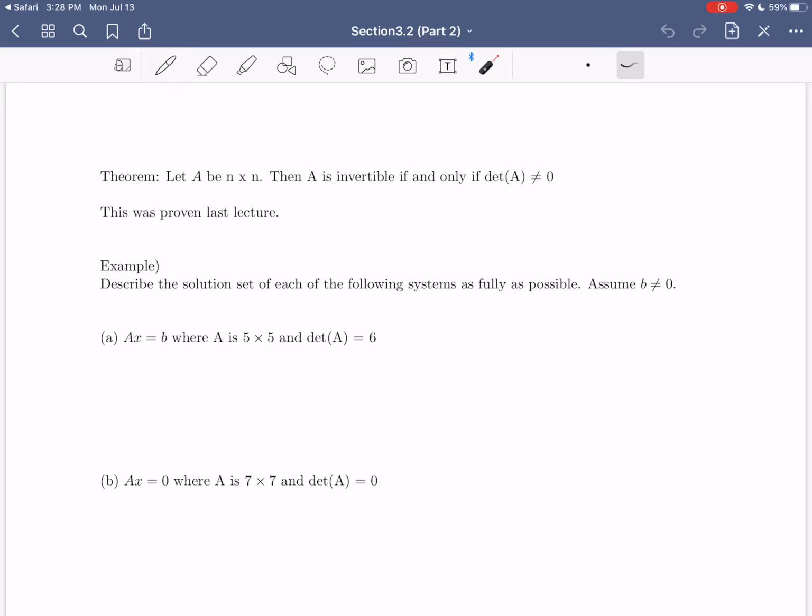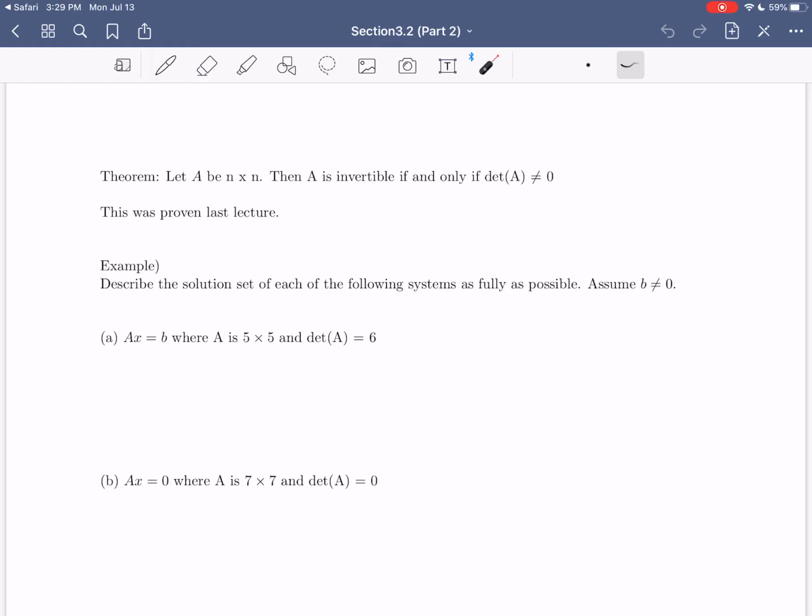So, remember from last lecture that we had this crucial theorem, which said that if you have a square n by n matrix, then that matrix is invertible if and only if the determinant is non-zero. Keep in mind that this was an if and only if statement. We actually proved this in the previous video. Because it was an if and only if statement, this actually gave us four different ways of reading this.